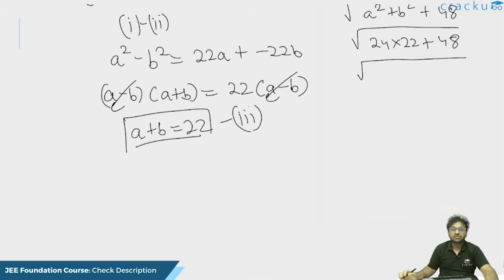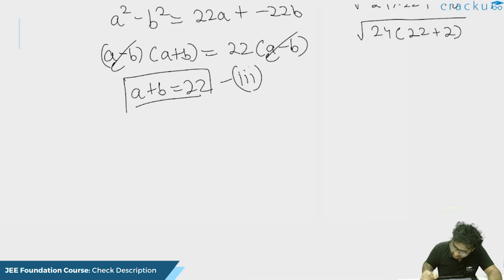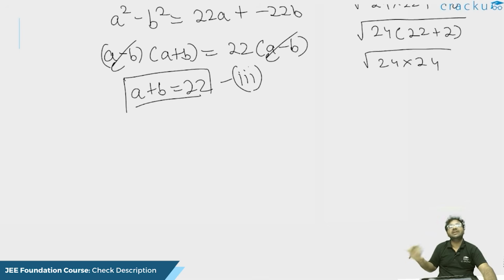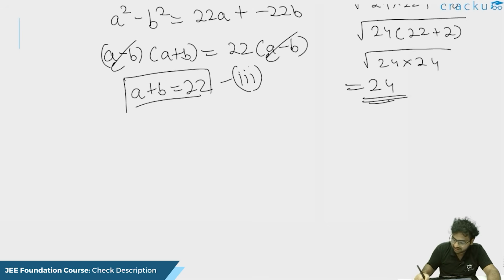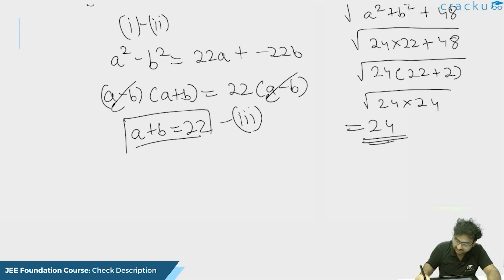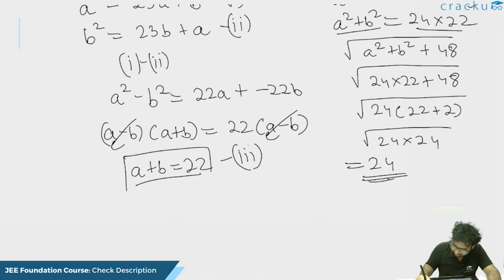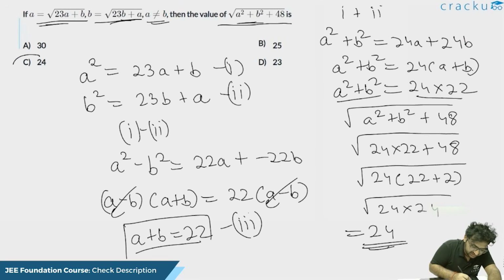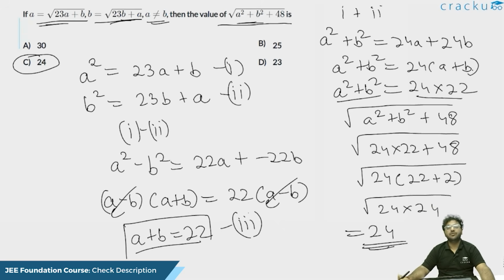So if we take 24 common, we are left with 22 plus 2. So this would be 24 into 24. So under root 24 square is 24 itself. Hence, the correct answer of this question will become option C, 24. Hence, 24 is the correct answer.